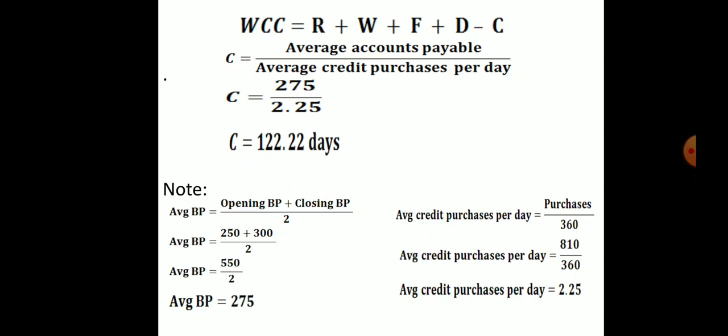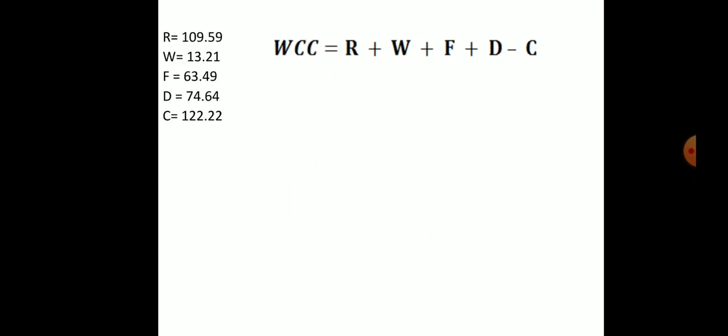So it's clear, students, how to calculate individually the average of all the items. From what we have calculated at each stage: raw material is 109.59 days, and the next stage, work in progress, will take 13.21 days to complete. Third is finished goods, it will take 63.49 days, and D is the debtors. Under this stage it will take 74.64 days, and creditors 122.22 days.